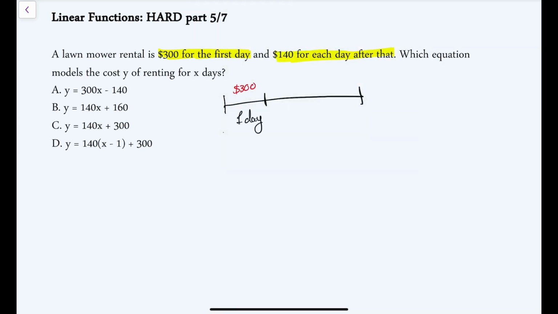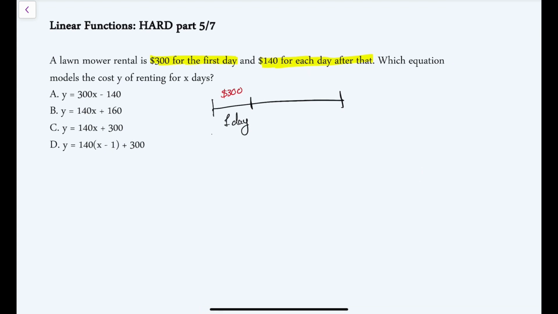Okay. And then each day after that, it's plus another $140. So 2 days means plus $140, right? Which ends up being a total cost of $440. But the difference between the two is plus $140. And this goes on and on. So we'll take a look at just a 3-day example, 3 days. So the total now is $440 plus $140, $580.